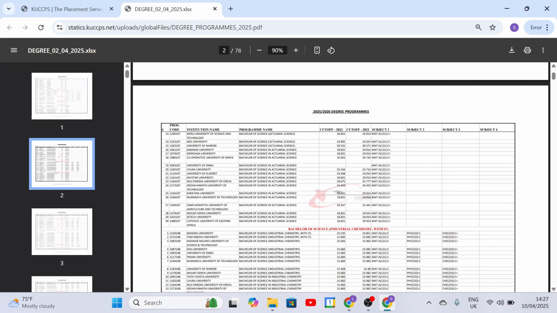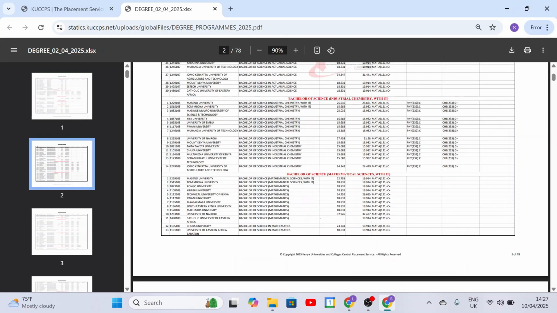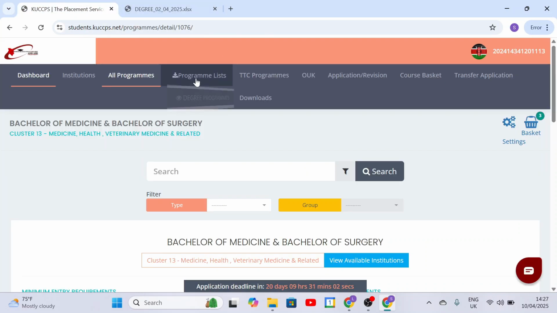I can go on to check Bachelor of Science, Industry, and so forth and so on. All these are all the degrees you can imagine, you can think of in that particular PDF that you can get from the program list. Okay, this one is for the teachers training colleges programs.